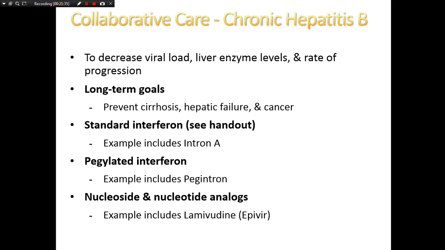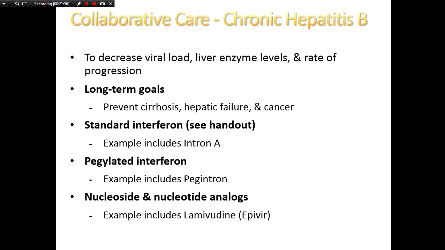We also want to make sure that we decrease liver enzyme levels. So those are the things that we're going to look at: viral load, liver enzyme levels, and the rate of progression as far as with drug therapy for chronic hepatitis B. There is a handout that I uploaded to Blackboard, and it's also in your textbook.